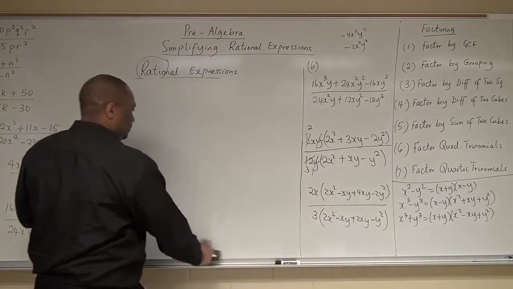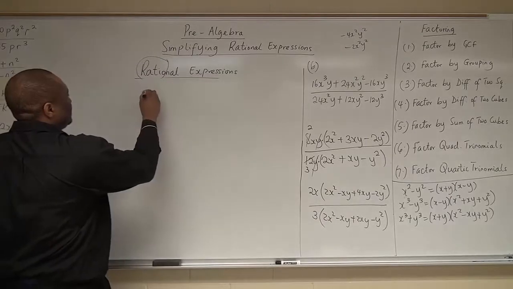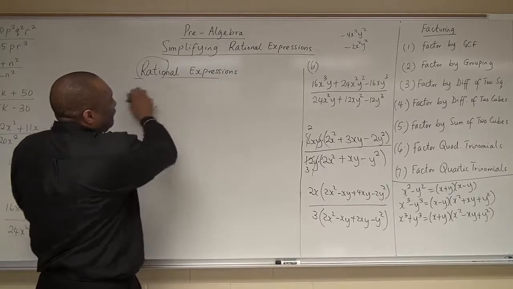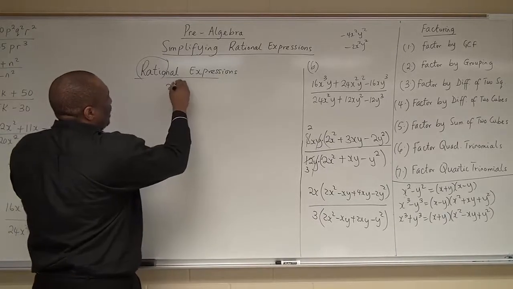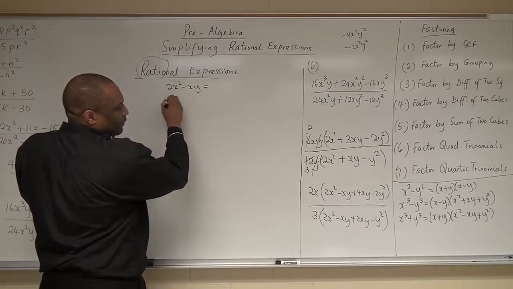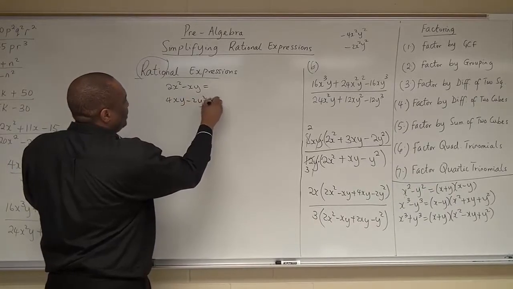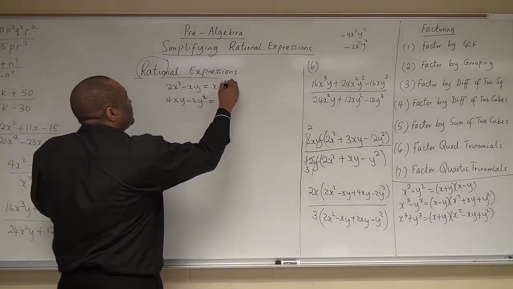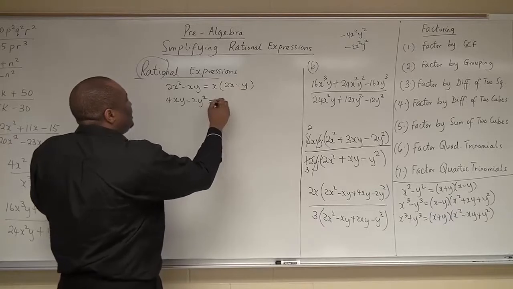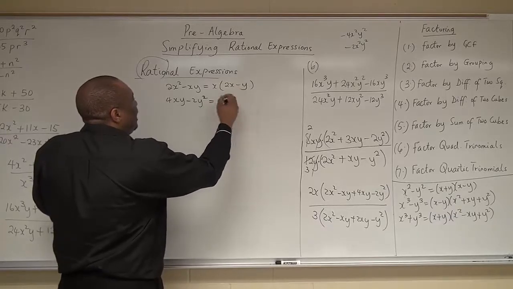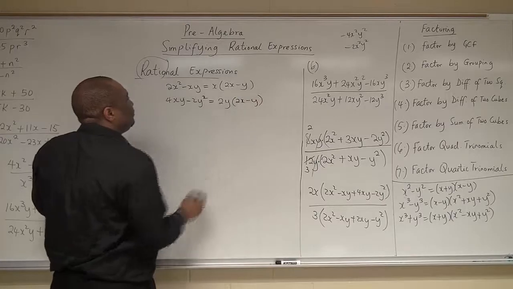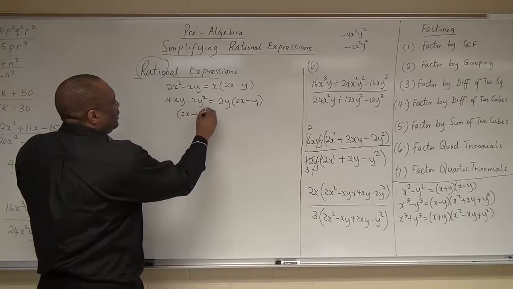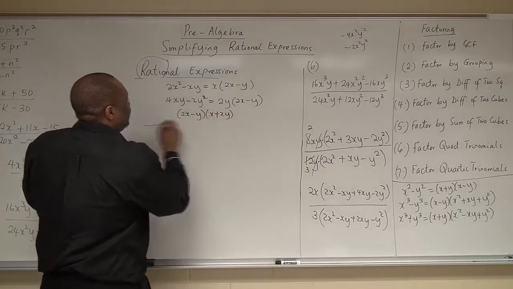So what will this give us now? We have 2x times, I like doing my radical method. So this is 2x squared minus xy. This is 4xy minus 2y squared. Then you factor by GCF. GCF here is x. This is 2x minus y. GCF here is 2y. And this will be 2x minus y. Okay? Then you have 2x minus y times x plus 2y. That is for the numerator.